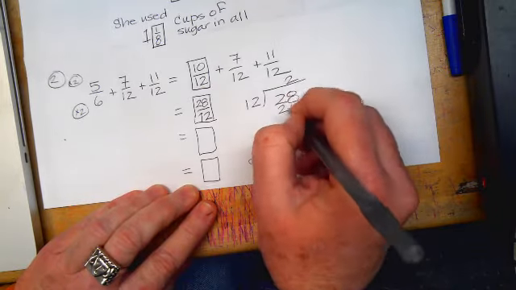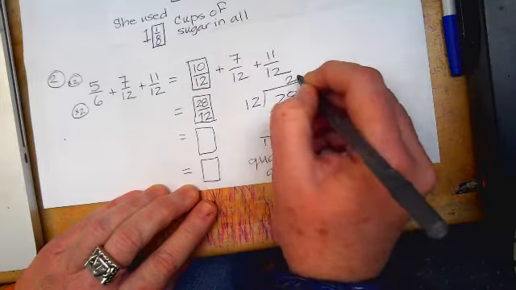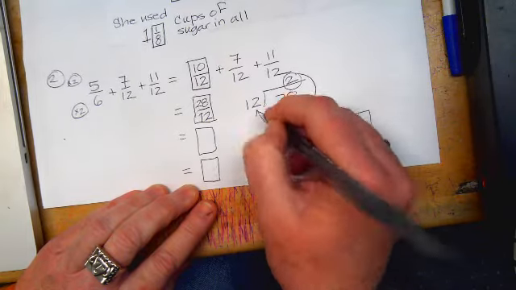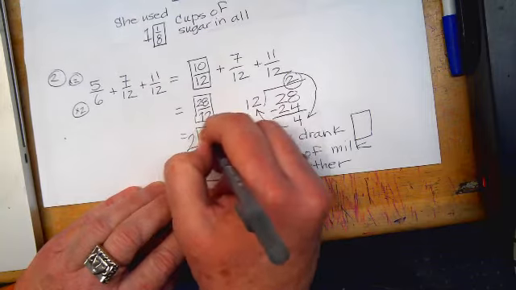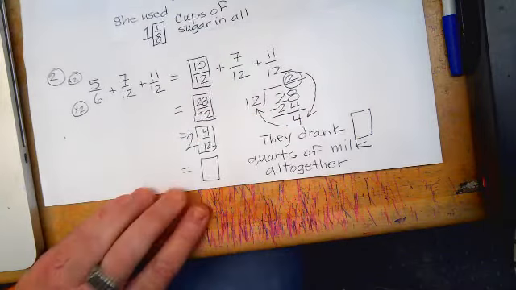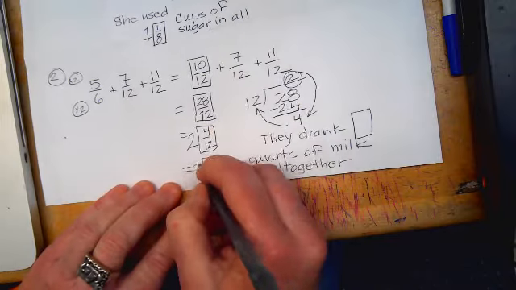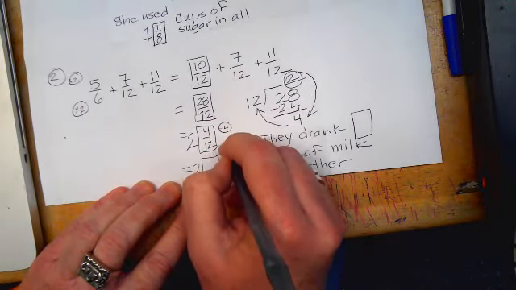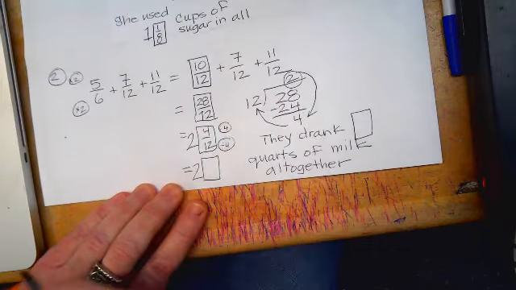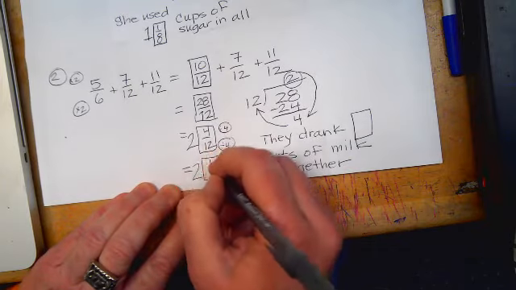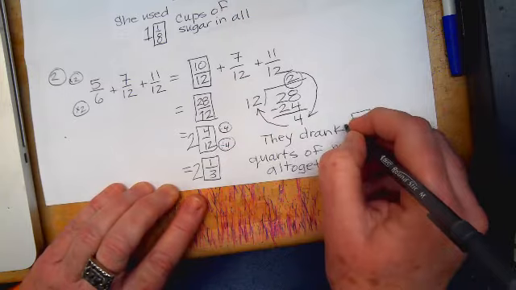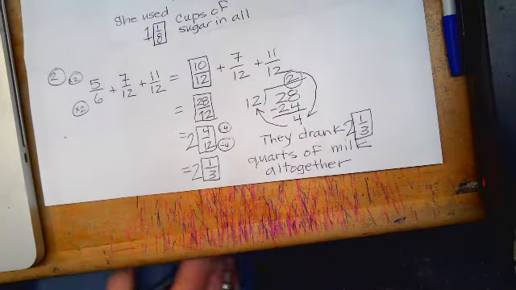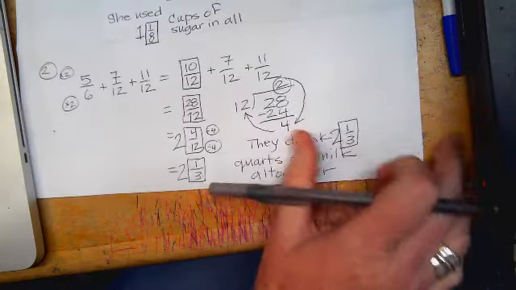12 goes 2 times, and 2 times 12 is 24. So when I subtract, or when I divide, I'm going to end up with 2 and 4 twelfths. 4 twelfths is not in simplest form. I can divide the top by 4 and the bottom by 4. And when I do that, I'm going to get 1/3. So they drank 2 1/3 quarts of milk altogether.